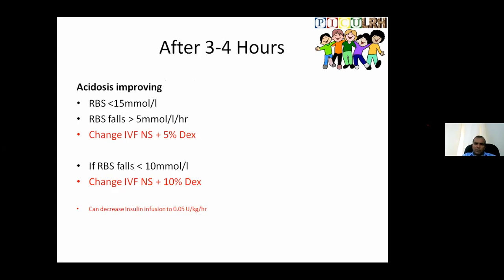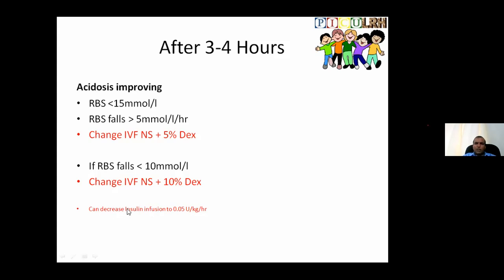If the RBS falls below 10 millimoles per liter, you're changing normal saline to 10% dextrose. Because now again, people think this is to prevent hypoglycemia. No, this is to maintain osmolarity. Because I explained already, the osmolarity is 2 times sodium plus glucose. So you have to increase sugar if you want to maintain osmolarity. So this is to maintain osmolarity. And I put it here.